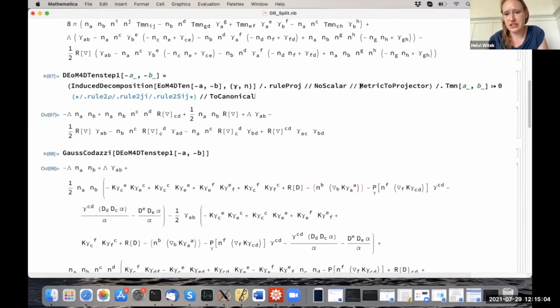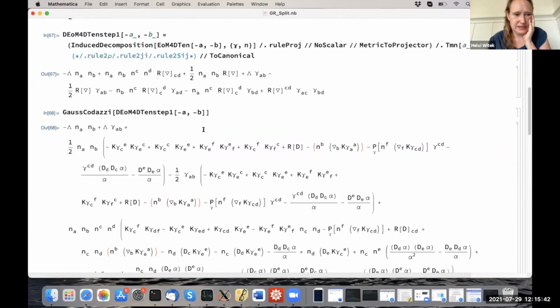So here this double slash MetricToProjector is a command already defined in xTensor, and ToCanonical is not necessarily a simplification, but it does bring all your terms into a canonical form where, for example, your indices would be ordered in a certain way so that you can actually identify terms that are the same by symmetry. Does that answer your question, Thomas? Okay, good.